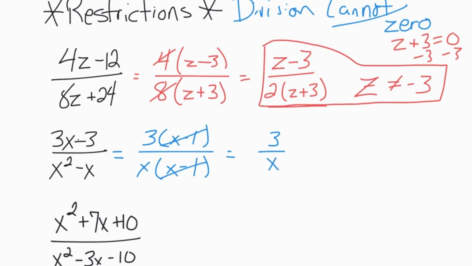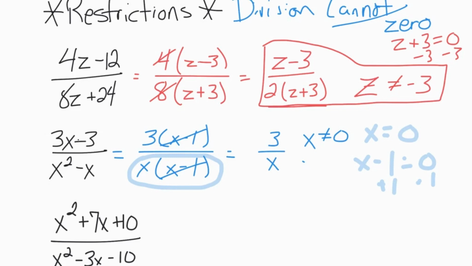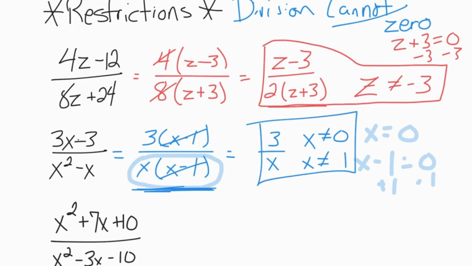But my restrictions come from this part of the problem. You have to go to the original and go through the factored form. So that's why you have to show all these steps. So we say x is equal to 0 and x minus 1 is equal to 0. So we add 1 to both sides. So the restrictions here are that x cannot equal 0 and x cannot equal 1. Not negative 1, positive 1, sorry. Because I have to go to the original problem, factor it, and find where everything is equal to 0. So there's the simplified form and the restrictions.